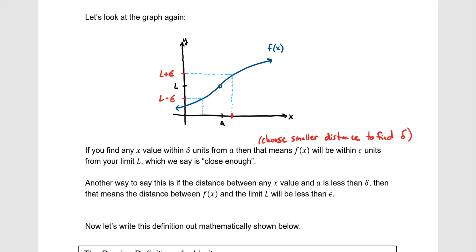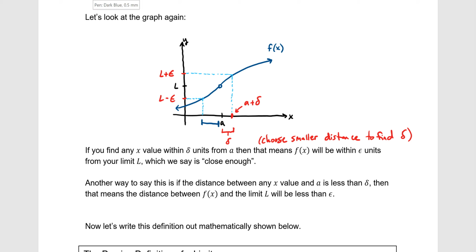So let me just move this over a little bit. I'll say that this value is a plus delta, meaning this distance here is a distance of delta units. So the reason why we have to choose the smaller one and not the bigger one is because if we chose the bigger one, like let's say this distance from here to A was 4.